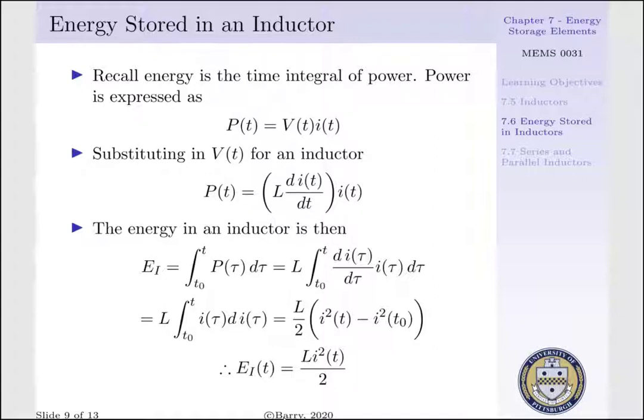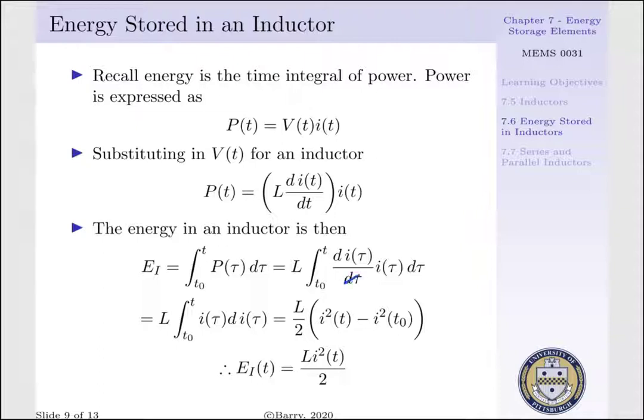Now, the energy stored within our inductor is the time integral of power, such that the energy within our inductor, E sub I, is equal to the integral from t naught to t of P of tau d tau. Now, if we substitute in our expression for power, our energy stored within our inductor is equal to our inductance, since that is a physical material property that does not vary with respect to time, times the integral from t naught to t of di of tau d tau, I of tau, integrated with respect to d tau.